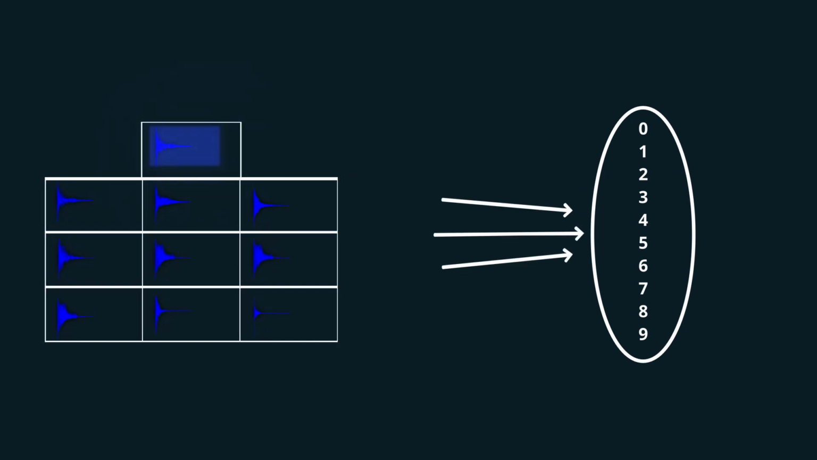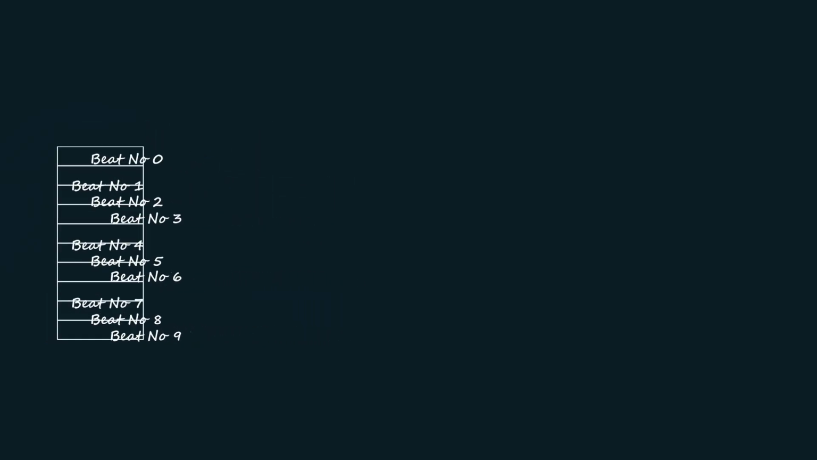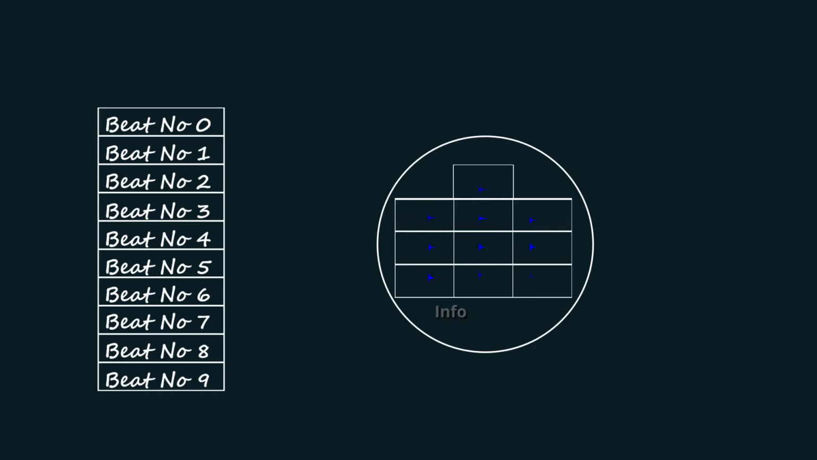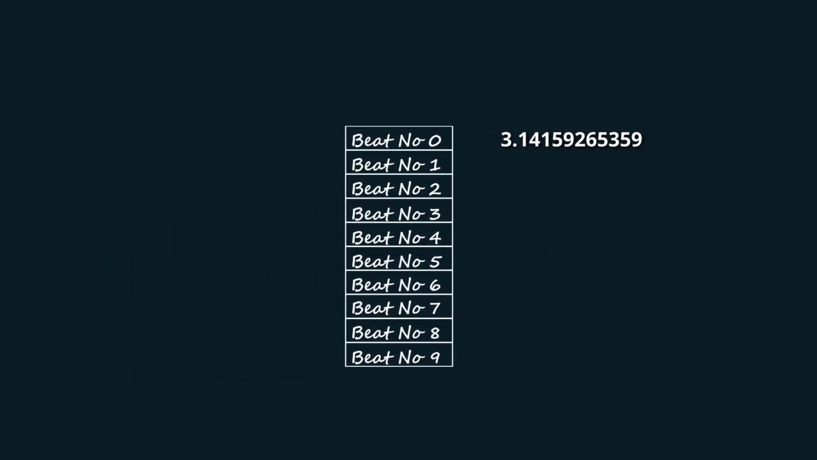Let's say we assign this beat as 0 and then this as 1 and so on. Let's call it a beat number. Now we can create a set of beat numbers. Each beat number has information about its corresponding sound. If we take a few decimal numbers of pi, we start from the first decimal place and play the sound according to the number present at that decimal place.